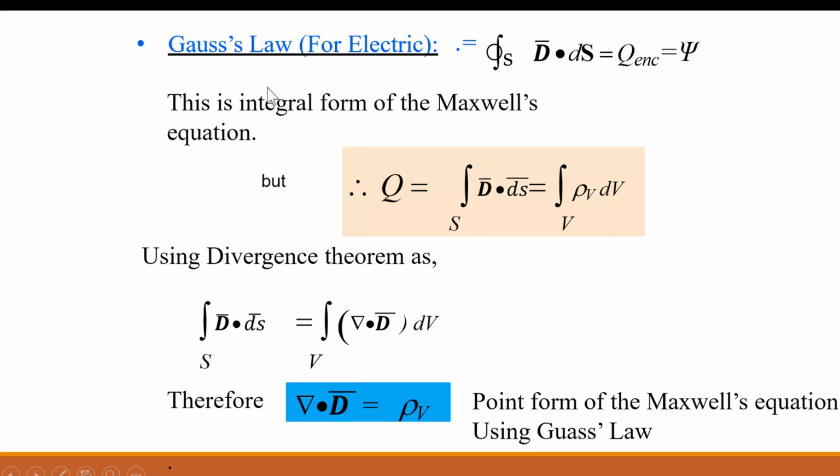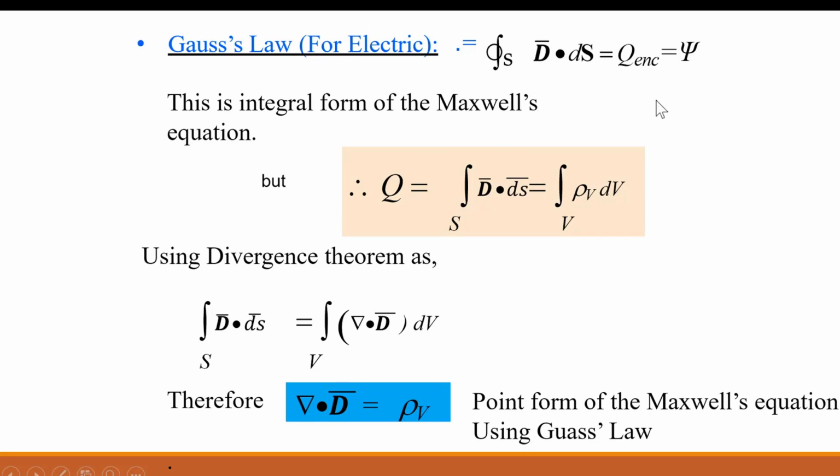The Gauss law states that the surface integration, here the circle sign, the closed sign is there, so the closed surface integration of d bar dot ds bar is equal to q enclosed. And what is d bar? D bar is electric flux density. And ds bar is surface area. Right? So closed surface integration of d bar dot ds bar is equal to q enclosed. What is Q?